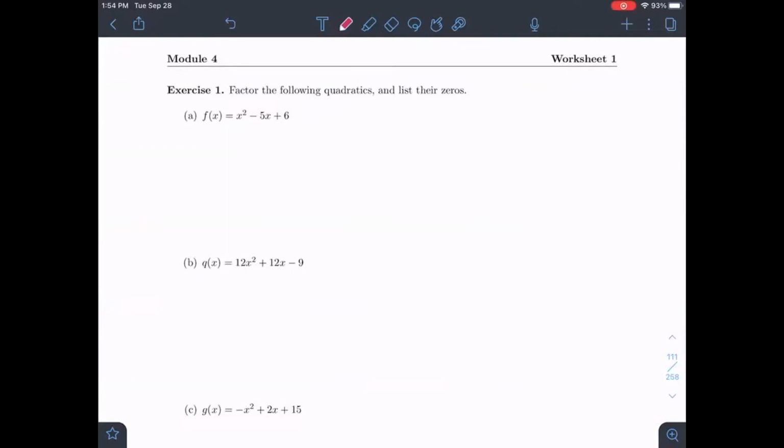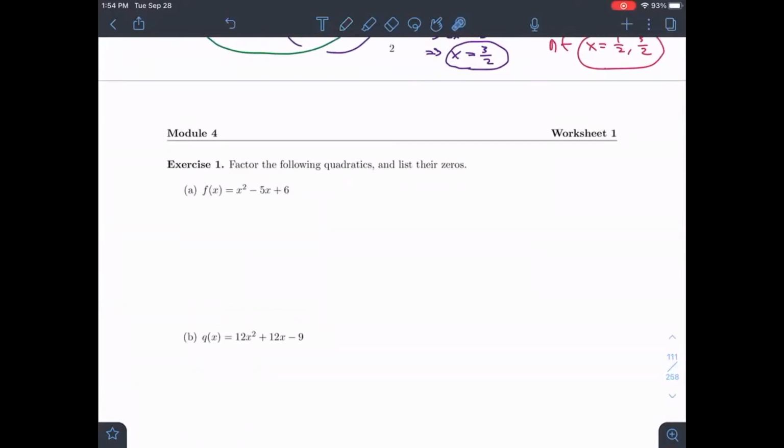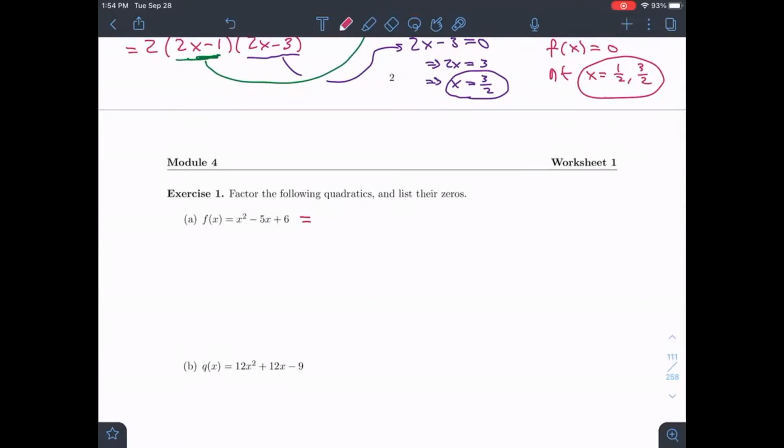So I'm going to start to go through exercise 1. Okay, so for the first one, you just want to find the zeros of f of x is equal to x squared minus 5x plus 6. So what is this going to end up factoring into? Yeah, exactly. So this is just going to end up being equal to x minus 2 times x minus 3.